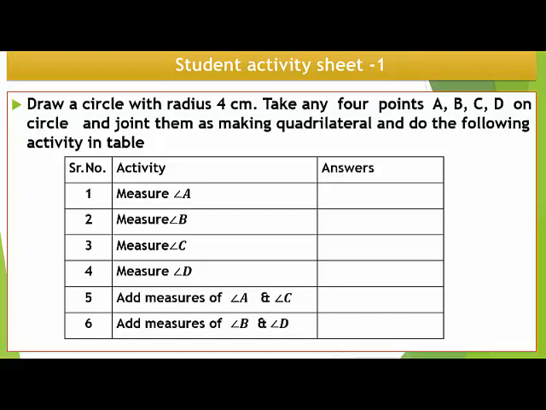Now add the measures of angle A and angle C, and also add the measures of angle B and angle D, and think about what your conclusions are. Discuss among yourselves and come to a conclusion. What is your conclusion?